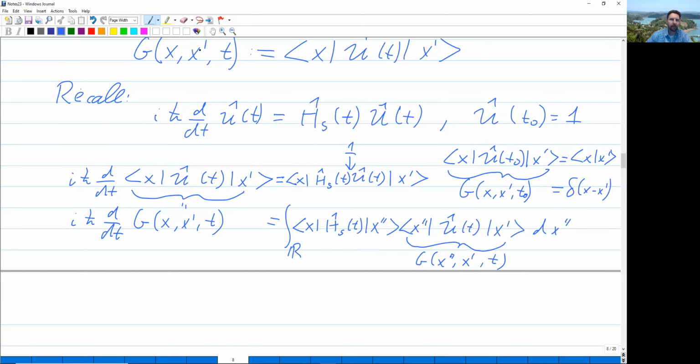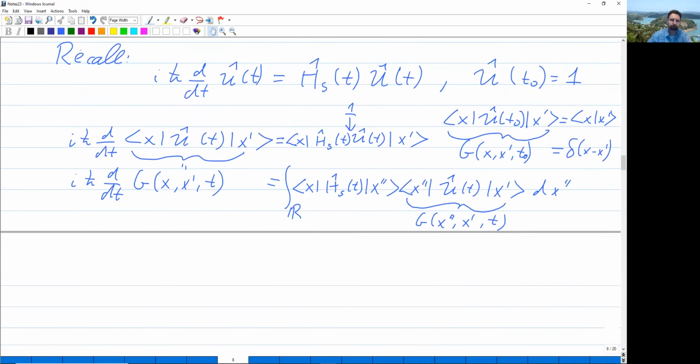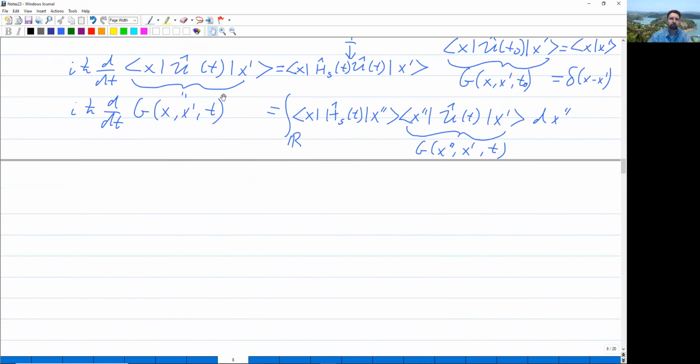Now, how does this play out in real life? Let's do this in an example. Before we move on, let's just see how that looks like in practice. So, example.